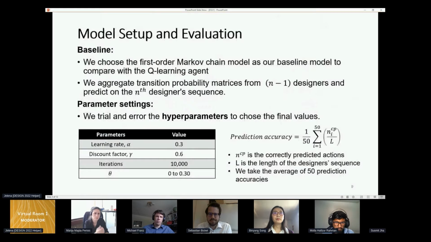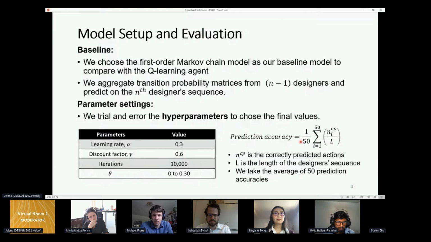Now I will briefly discuss the model setup and evaluation method. We choose Markov chain as our baseline model. For hyperparameter settings of Q-learning, we used trial and error to set the final parameters. Particularly, we set learning rate as 0.3, discount factor as 0.6. We take a total of 10,000 iterations to train the Q-learning agent. We use theta from 0 to 0.3 with 0.1 increment.